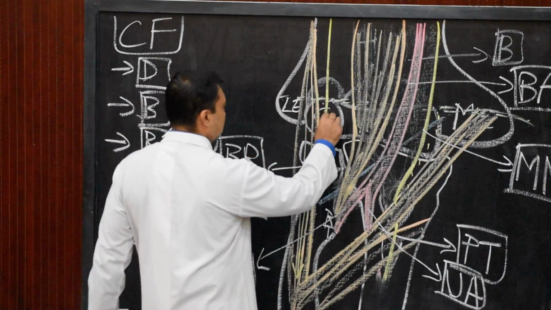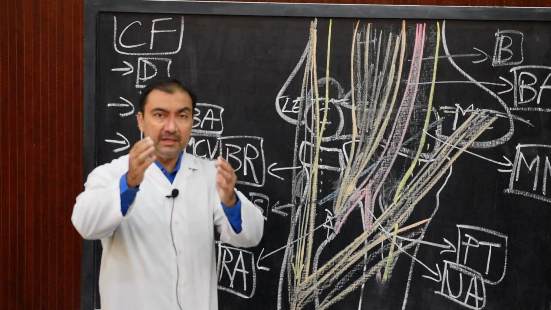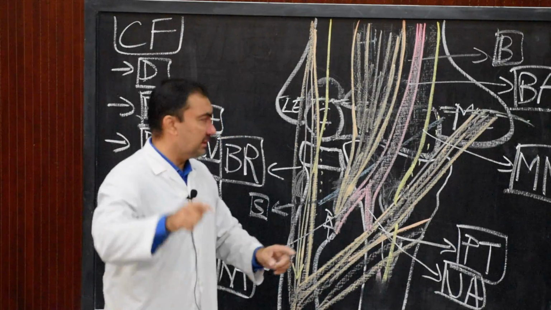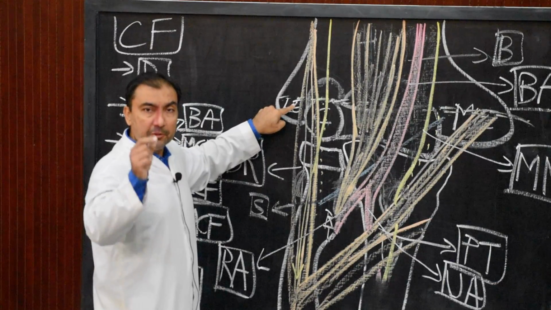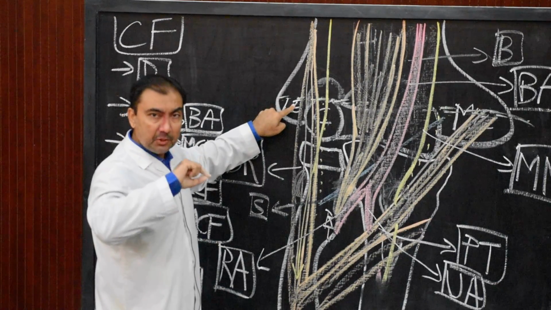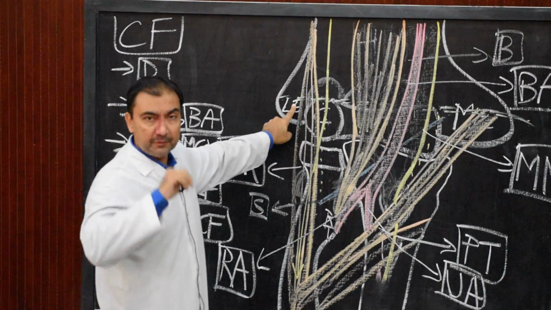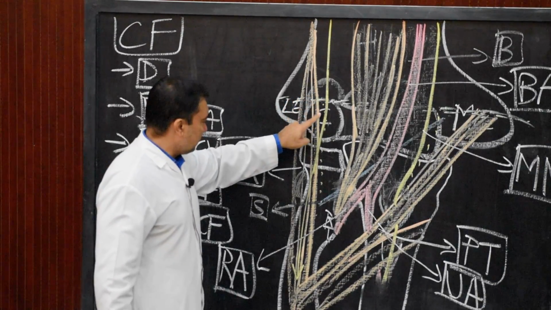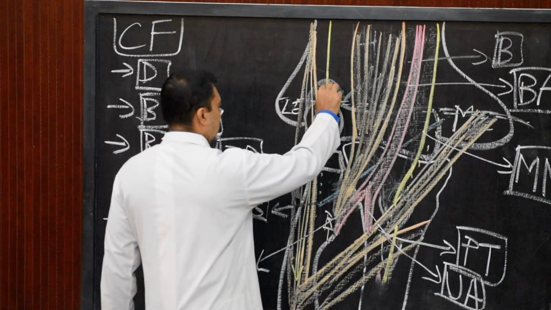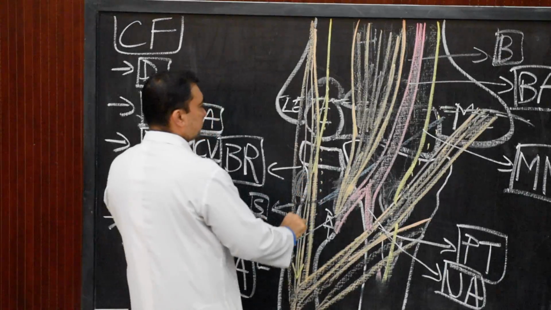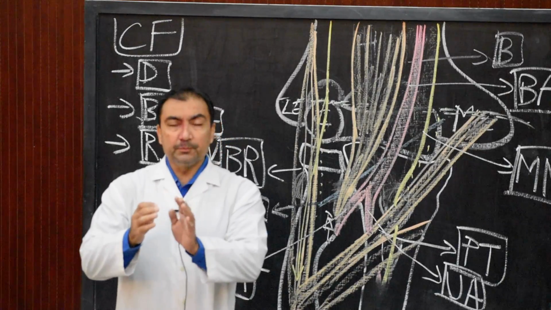At what level will the radial nerve divide into superficial and deep branches? It will divide just in front of the lateral epicondyle of the humerus, in the cubital fossa, into deep and superficial branches. The superficial branch will pass just beneath the brachioradialis muscle, and the deep branch of the radial nerve will pass between the deep and superficial strata of the supinator muscle.